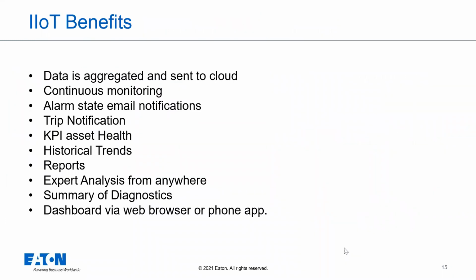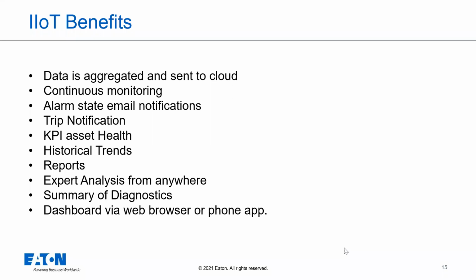So the benefits of using industrial Internet of Things type sensors, or adopting Internet of Things, is that data is aggregated and sent to the cloud. You automatically have continuous monitoring.